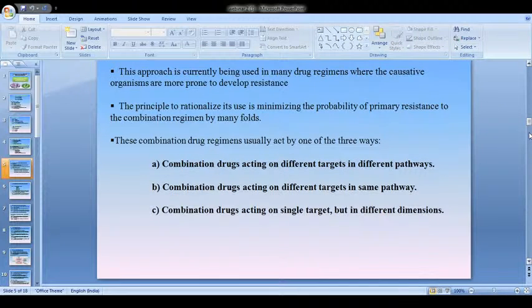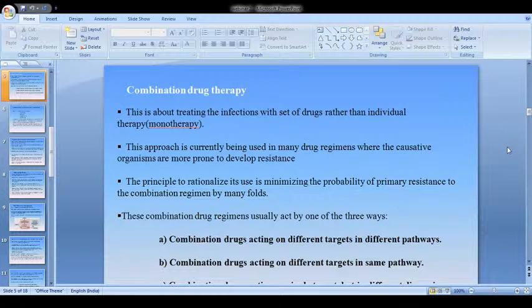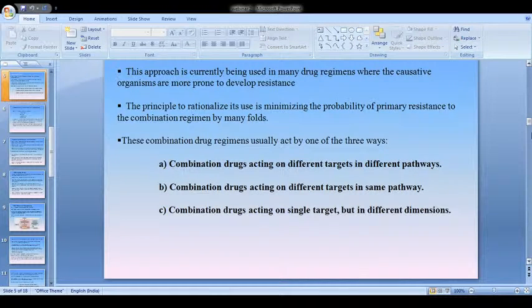And also the principle is maintained to minimize the probability of primary resistance to the combination regimen by many folds. For example, consider that organism X has primary resistance to drugs A and B, which we consider as 10 power minus 6 and 10 power minus 7 respectively. So drug A is 10 power minus 6, and drug B is 10 power minus 7. And it is provided that both the drugs lack cross resistance and do not interfere with each other's metabolism and pharmacokinetic properties.